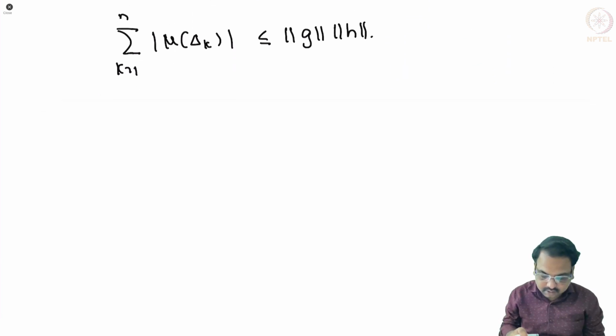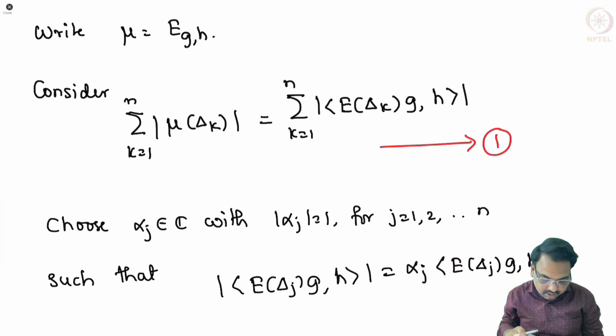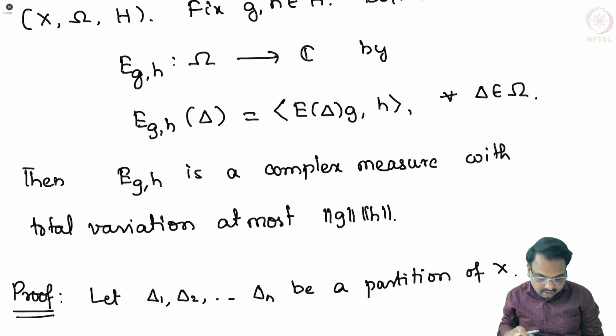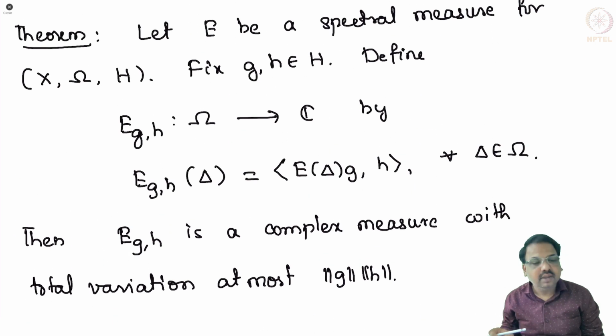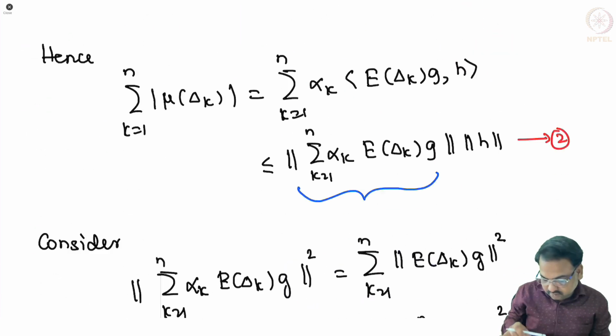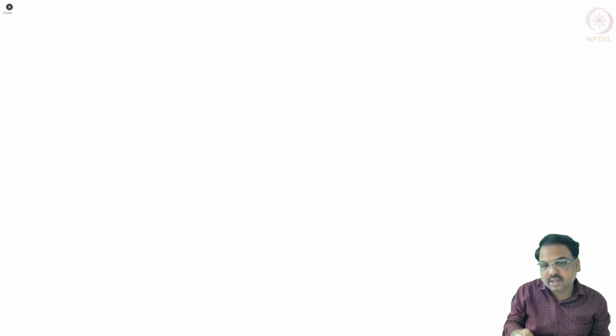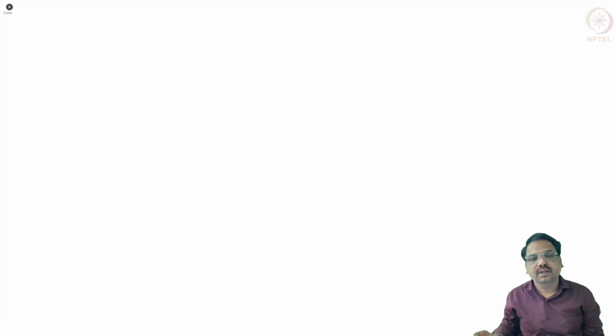Okay. So this is one of the important properties where we can actually associate a complex measure with a given spectral measure. Now we want to integrate a given function with respect to the spectral measure. So for that we use this fact, that means this complex measure we can use, and using that we can actually integrate a given bounded measurable function.